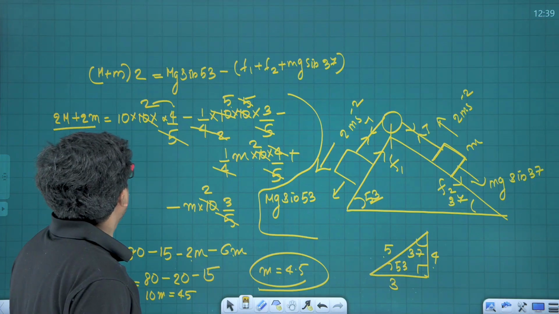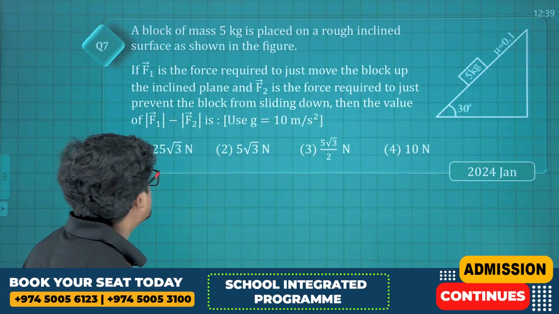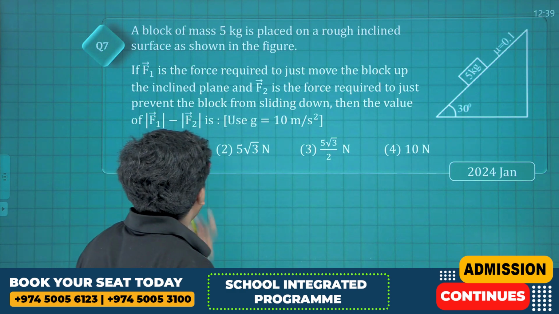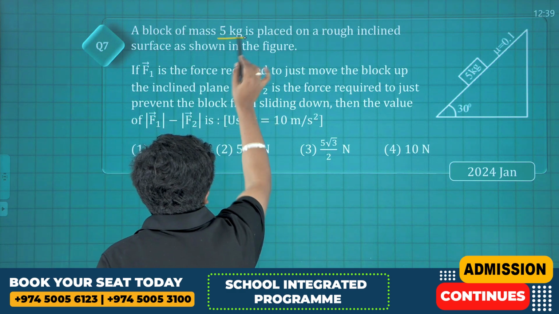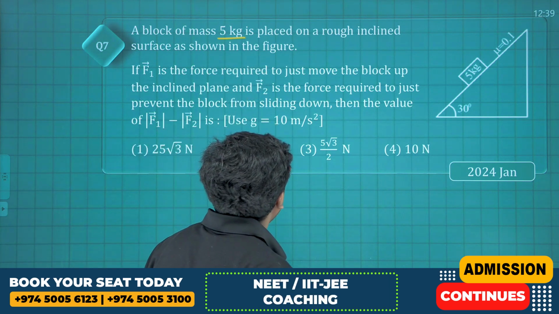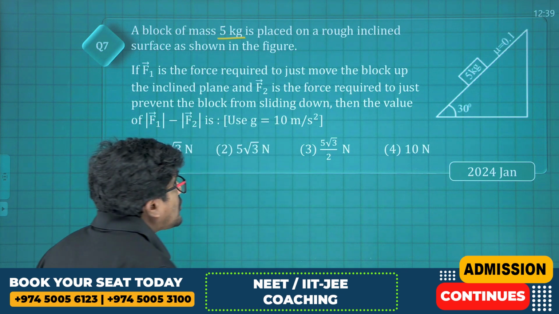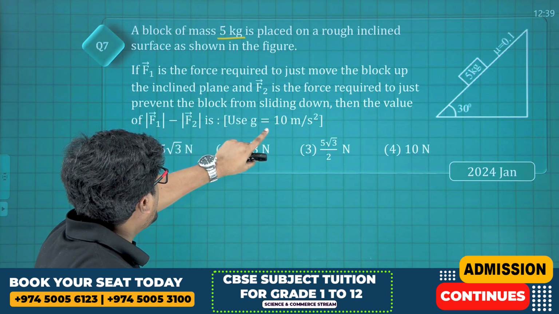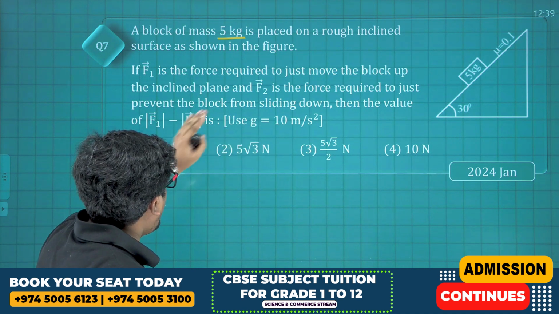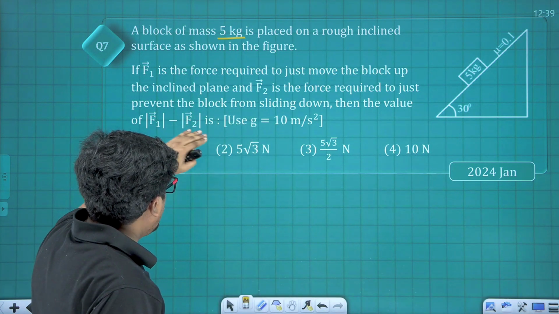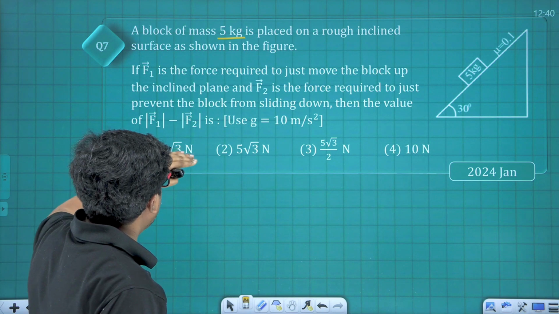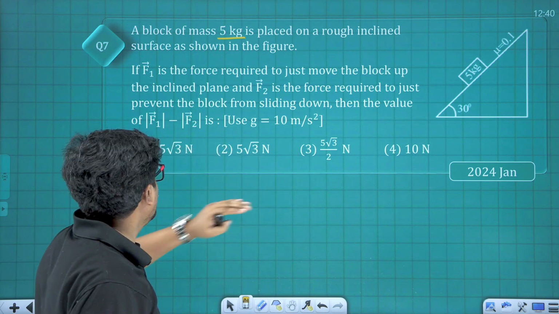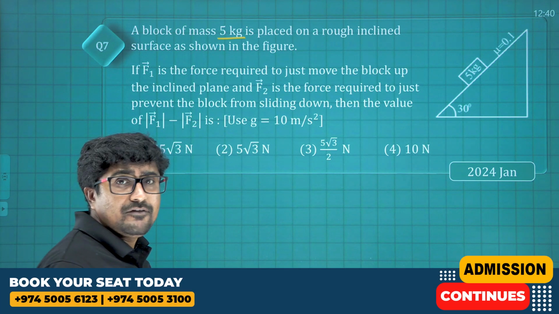Alright. Next is question number 7. The question says, a block of mass 5 kg is placed on a rough inclined surface as shown in the figure. If capital F1 is the force required to just move the block up the incline, and F2 is the force required to prevent the block from sliding down the incline, then the value of F1 minus F2 is.